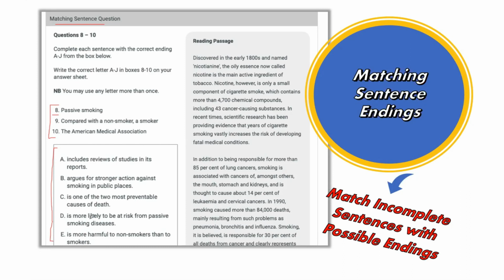The more difficult question types and passages will have options that contain grammar that makes sense in all of these questions. Sometimes you can eliminate options based on grammar alone, but it's always best to confirm your answers in the passage. So in this case, again, we're matching incomplete sentences with possible endings.